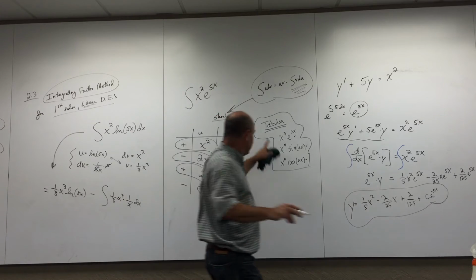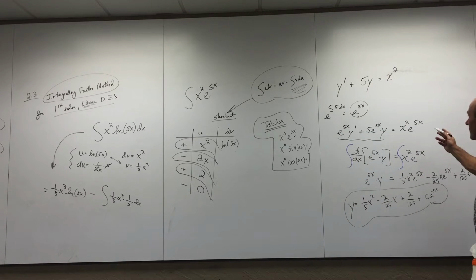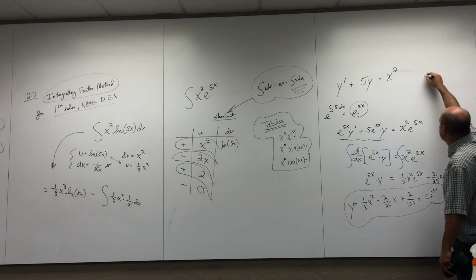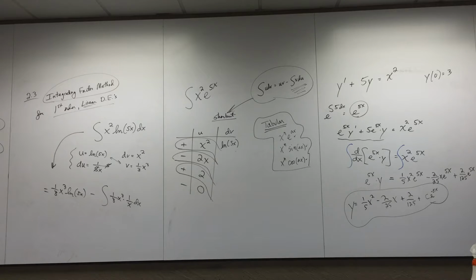Any other good questions? Where are we? Oh yeah, we had to do integration by parts. Tabular method. We knocked it out. We're done. If someone had an initial condition, you'd have a little added work. You kind of wait till the end here. What would you do? Plug in a 0 for x, plug in a 3 for y, and try to find c.